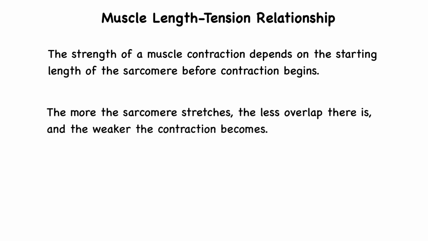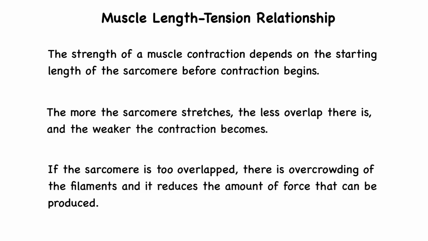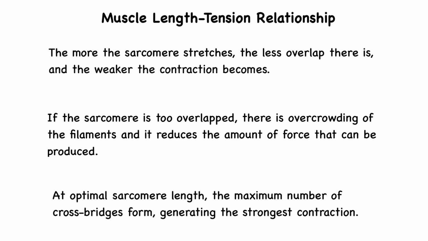On the other hand, as the sarcomere shortens, the filaments begin to overlap too much. Myosin quickly runs out of room to pull, and the thin filaments can actually interfere with each other's movements. This overcrowding also reduces the amount of force that can be produced. At an optimal sarcomere length, usually very close to the resting length found in the body, there's just the right amount of overlap between actin and myosin. This allows the maximum number of cross bridges to form, generating the strongest contraction.